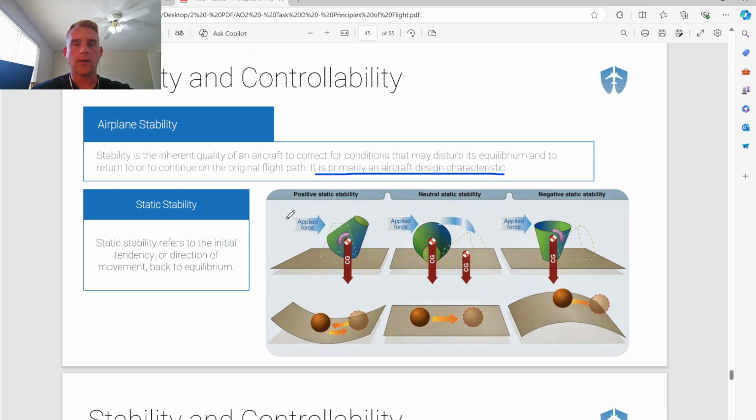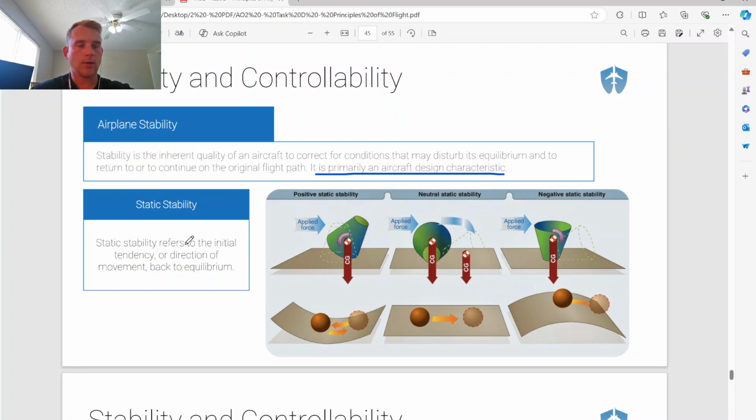Okay, so Cessna 172, incredibly stable, right? I don't know if you guys have ever tried to spin them, but they're pretty difficult to spin for the most part. Whereas some other aircraft are inherently less stable because they produce more thrust or they're designed that way, like fighter aircraft, right? So let's start off with static stability.